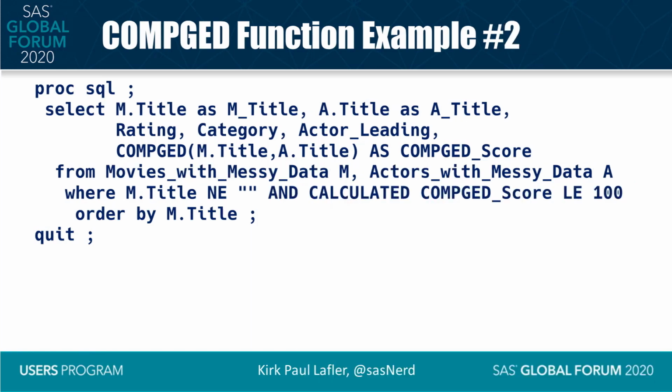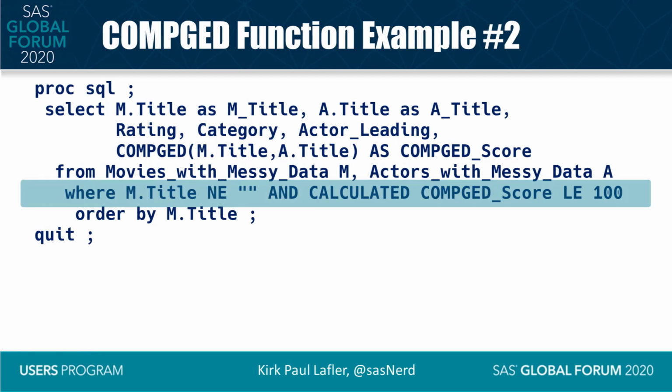COMPGED function example 2. Again, I want to show you how you can perform a match merge or a join process with SQL. In this case, we're going to retain the value for the title in movies, the title in actors, rating category, leading actor, and then we want to derive the COMPGED score from both tables, movies with messy data and actors with messy data, where the title is not equal to missing and the calculated COMPGED score is less than or equal to 100.